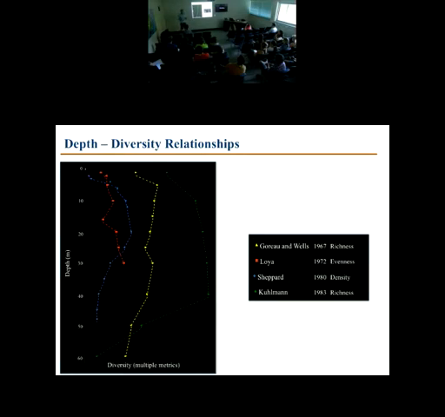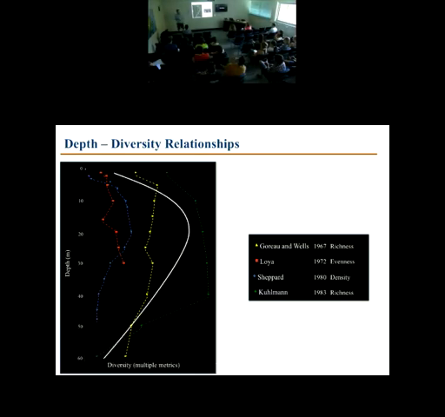So the thing that all of these patterns have in common, despite the fact they're all using different metrics, and they're over different years in different locations, is this low diversity in the shallow regions and low diversity in the deeper regions. And somewhere in the middle, we've got a hump. And this was kind of taken as a pattern that we see in coral reefs.